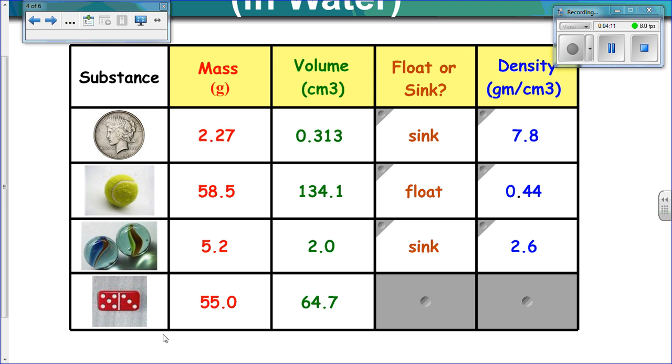And then we have a domino. The mass is 55 grams. The volume is 64.7 centimeters cubed. If you divide, you get 0.85, which is less than 1, so it would float.